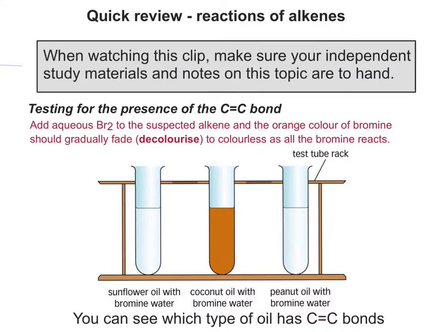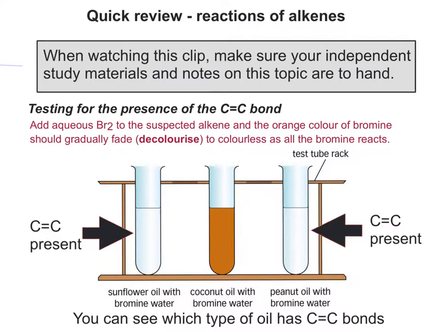For example, if you wanted to, you could perform this test on a range of different common oils, such as sunflower or coconut or peanut oil, and you can easily see which one has carbon-carbon bonds and which one doesn't. So the sunflower oil and the peanut oil have gone colourless, so that must mean they have carbon-carbon double bonds in them. So let's now move on to another application of reactions of alkenes, and this is polymerisation.